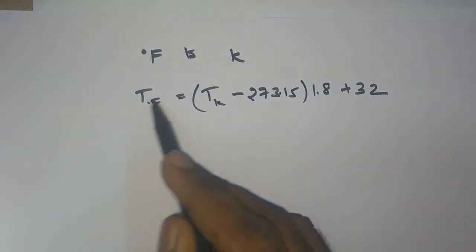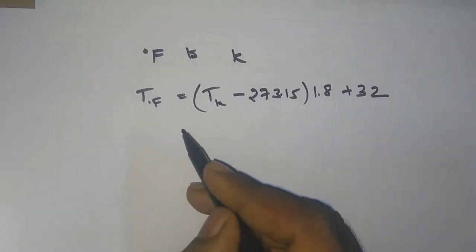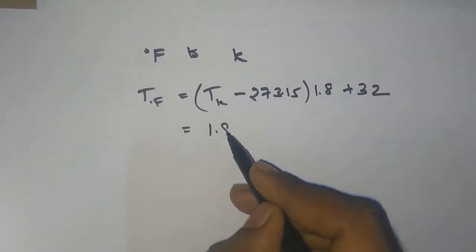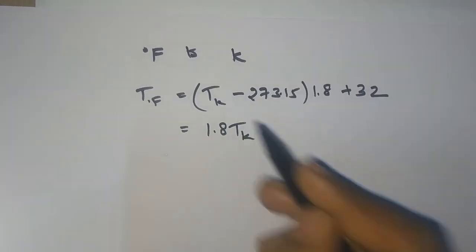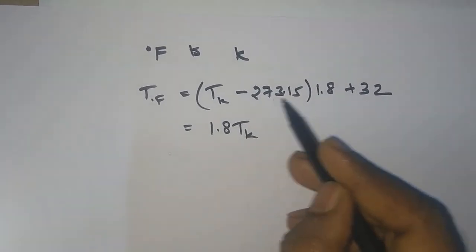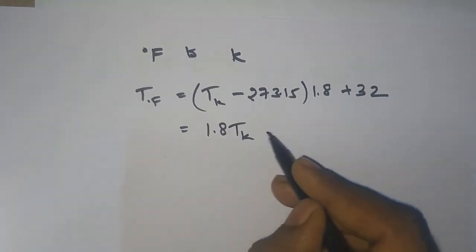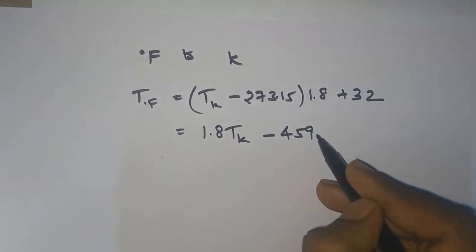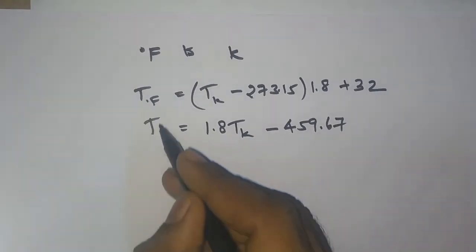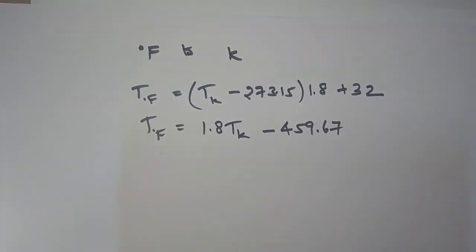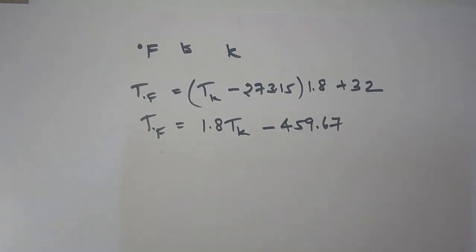Now we have to replace this into this. So how to get this one? It is 1.8 into Tk; 1.8 into 273.15 will give us minus, and plus 32 will give us minus 459.67. So in the given expression, we have to replace T with this one. Okay, so how to do that?